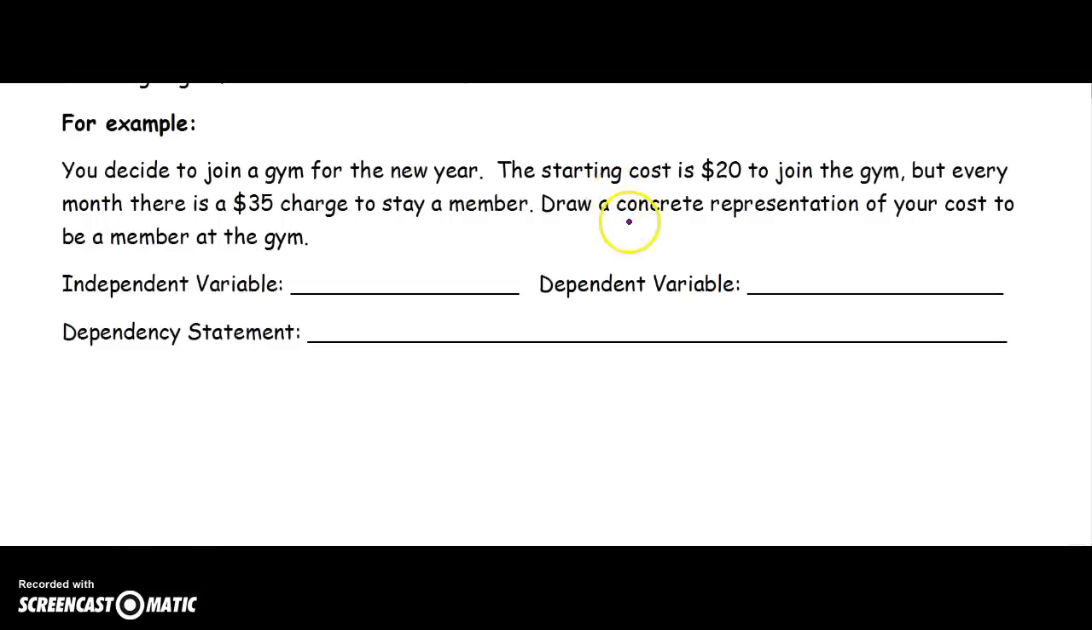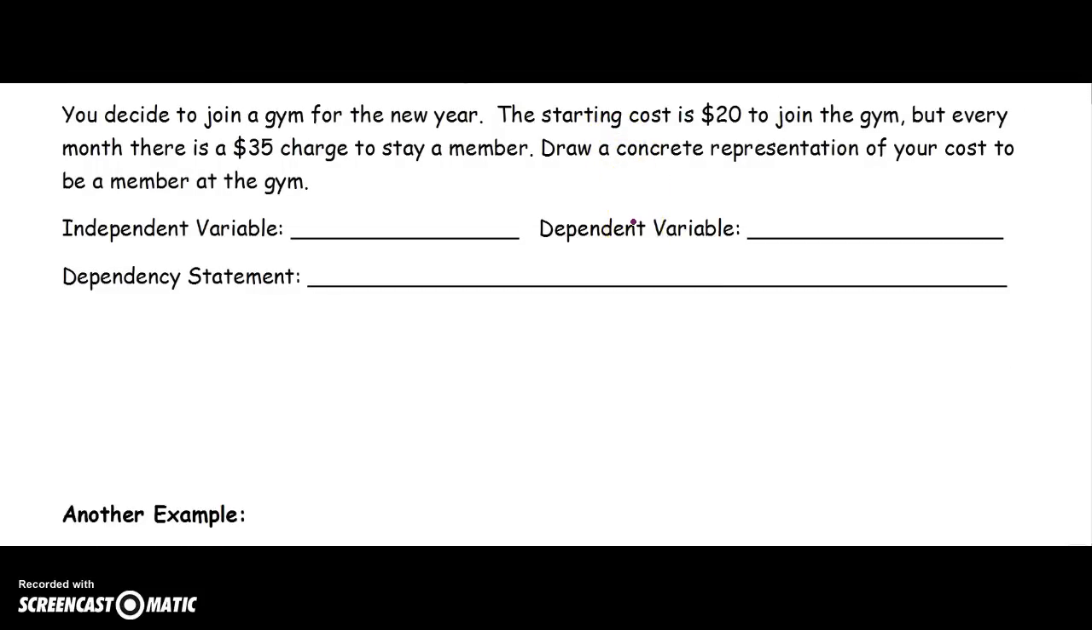So for example, you decide to join a gym for the new year. The starting cost is $20 to join, but every month there's a $35 charge to stay a member. Draw a concrete representation of your cost to be a member at the gym. So the first thing we're going to do is refresh from yesterday and identify the independent and dependent variable. What is the variable?